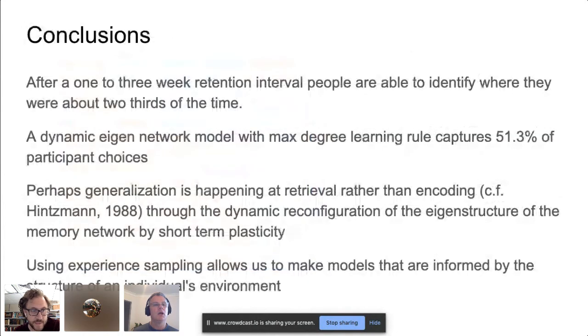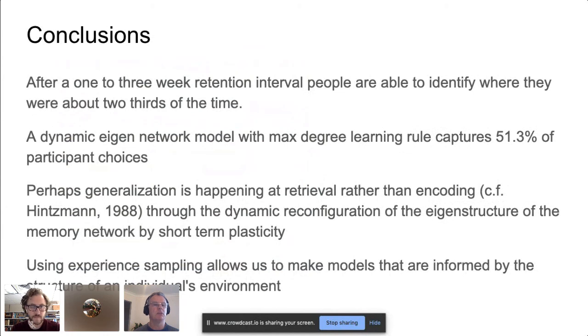About a minute. Okay. So in conclusion, after a 1 to 3 week retention interval, people are able to identify where they were about two-thirds of the time. And that's an important result in itself for applied reasons. So we really need to be creating a memory science that can start to answer some of these questions about the reliability of people's everyday memory, and also how that might apply to forensic contexts.